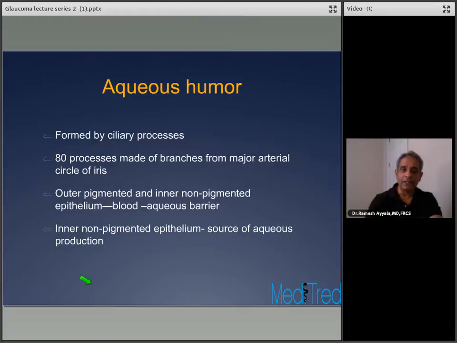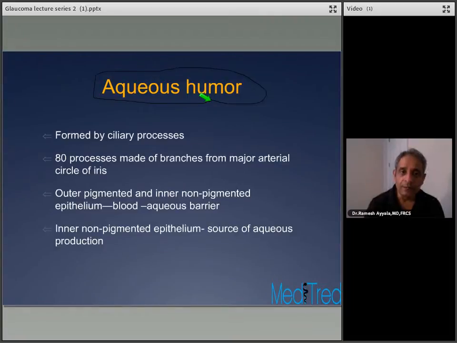Now, why do we need aqueous at all? That's the other important question that you need to ask yourself. What is the role of aqueous in the human eye? The aqueous humor provides nutrition to the lens and the inner portion of the cornea. That's number one function. Two, once it provides nutrition, it has to take away the waste products. So it takes away the waste products.